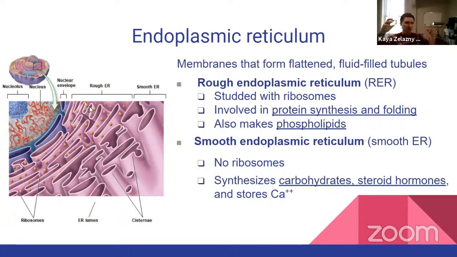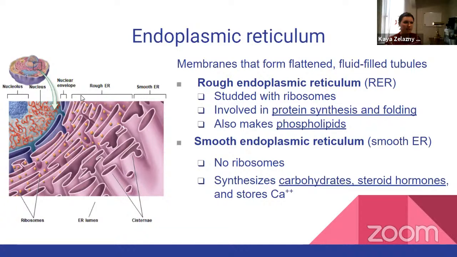As we're making those polypeptides, they start to make their alpha helices and beta pleated sheets. Then they start to crumple up. We're going to expect to see that happening here in the rough ER. Another cool thing that the rough endoplasmic reticulum can do is make phospholipids. So remember that phospholipids are really the basis for all our membranes. This is where they come from.